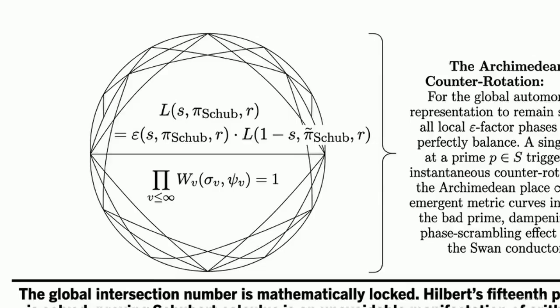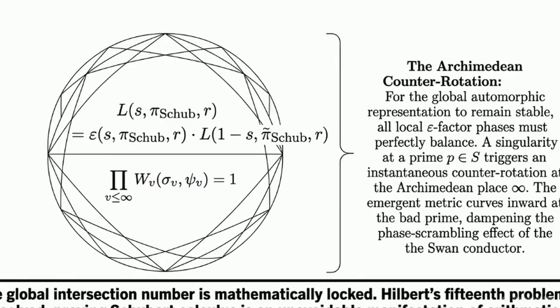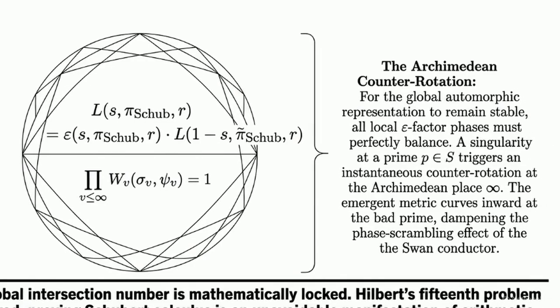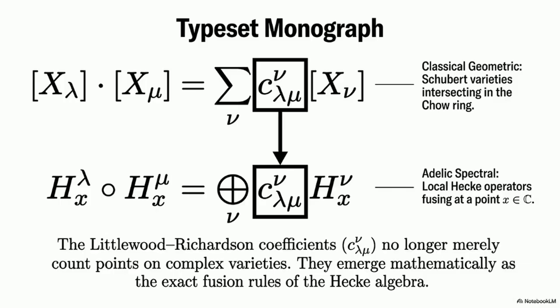Consistency requires the global product formula. To remain stable, every local epsilon factor phase must balance to 1. If a bad prime shifts the local phase, it triggers an Archimedean counter-rotation, forcing discrete p-adic counts to match the continuous complex numbers. The transition from topology to arithmetic group theory completes in 4 steps.